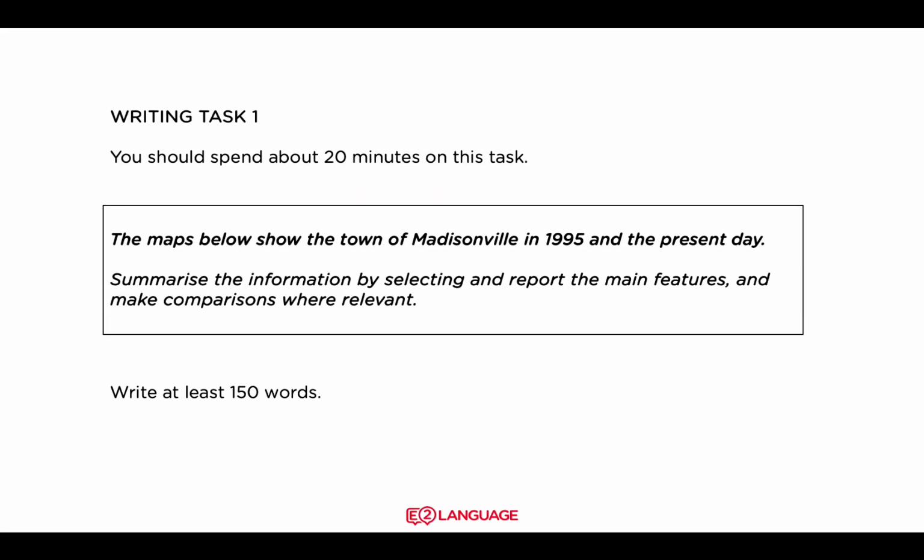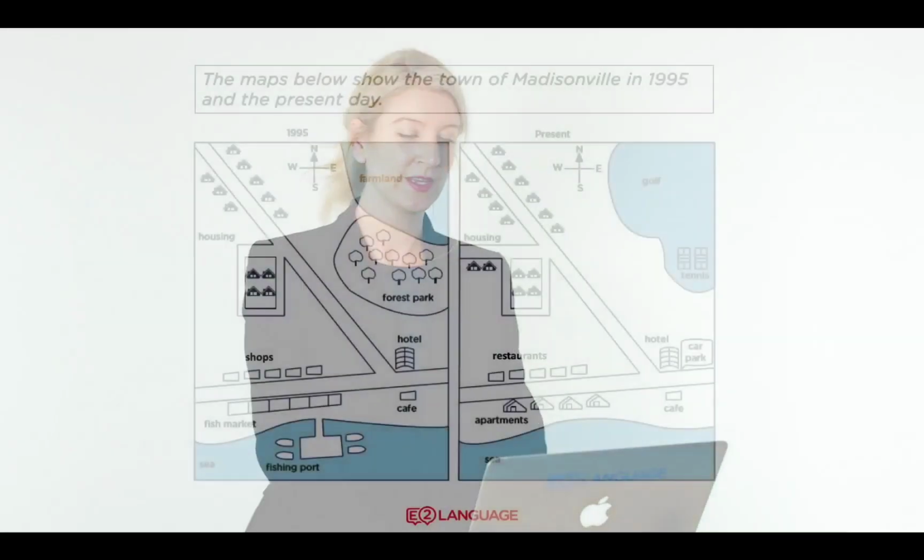Here are the instructions. The maps below show the town of Madisonville in 1995 and the present day. Okay, so we're going to expect 2 maps, one showing a town in the past and one showing the town now. That's going to help us make decisions about what tenses to use.